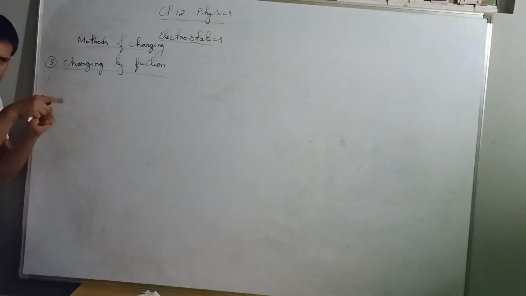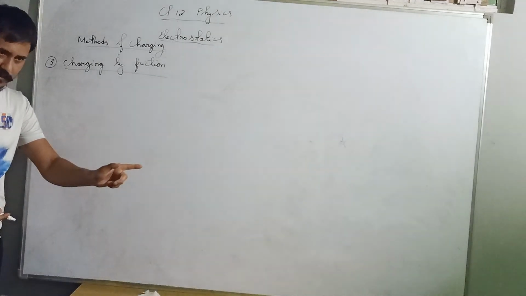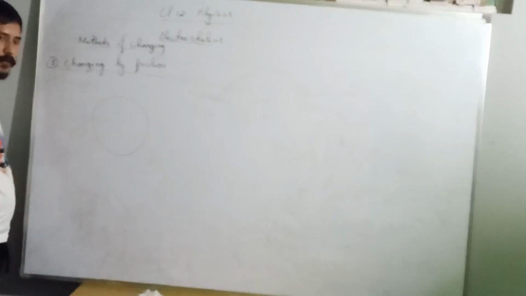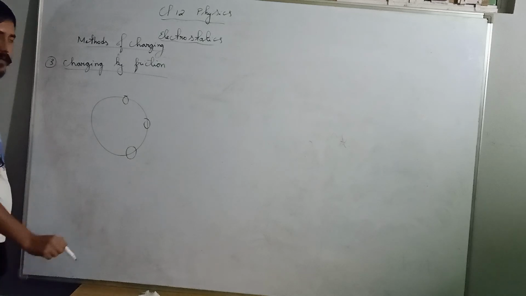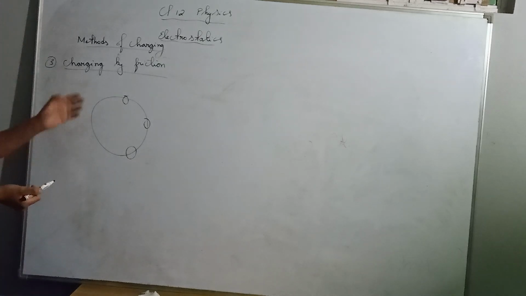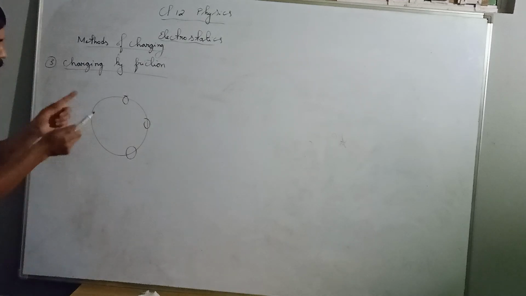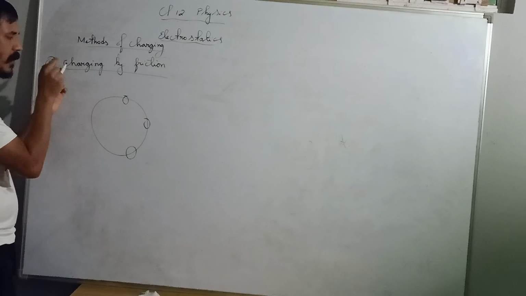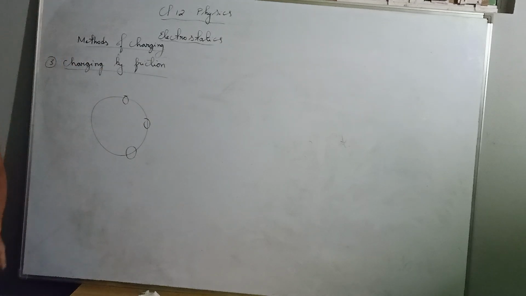The outermost electrons are called valence electrons, right? Every atom has a valence shell, the outermost shell. The electrons present in the outermost shell are called valence electrons. In some bodies, the valence electrons are loosely held. So when you rub one object with another, the loosely held valence electrons in the outermost shell will jump to another body.